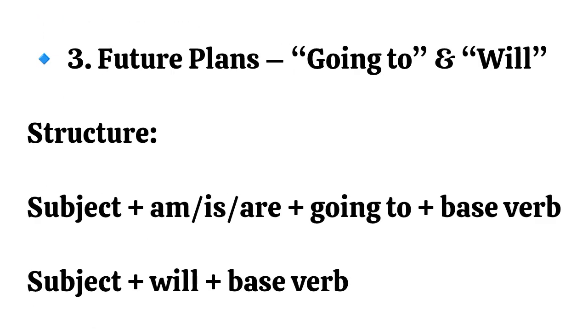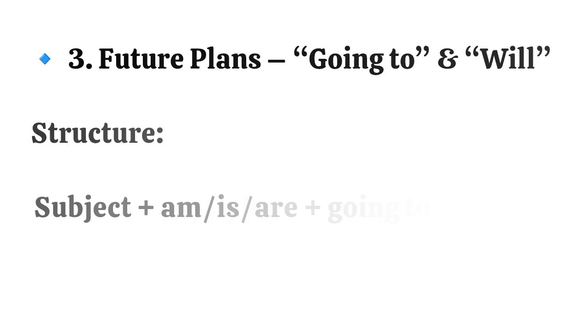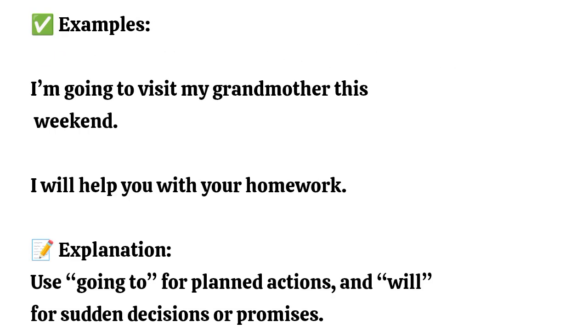3. Future plans: going to and will. Structure: subject plus am, is, are, going to, base verb. Subject, will, base verb. Examples: I'm going to visit my grandmother this weekend. I will help you with your homework. Explanation: Use going to for planned actions and will for sudden decisions or promises.